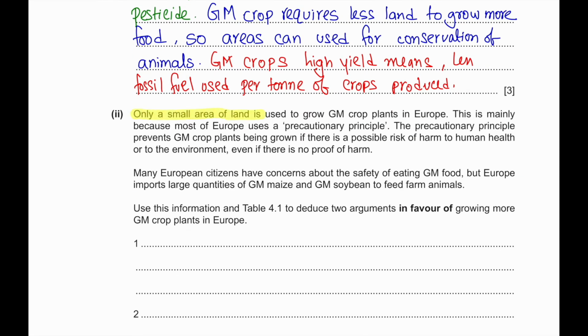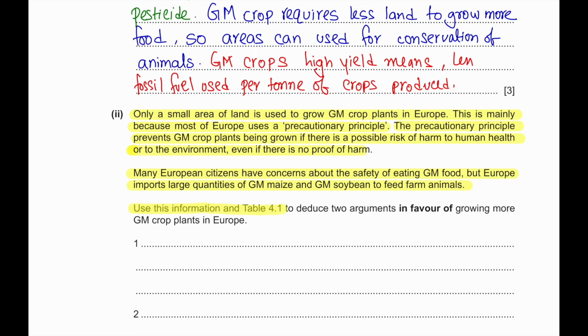Only a small area of land is used to grow GM crops in Europe. This is mainly because most of Europe uses the precautionary principle. The precautionary principle prevents GM crop plants being grown if there is a possible risk of harm to human health or to the environment, even if there is no proof of harm. Many European citizens have concerns about the safety of eating GM food. But Europe imports large quantities of GM maize and GM soybean to feed farm animals.